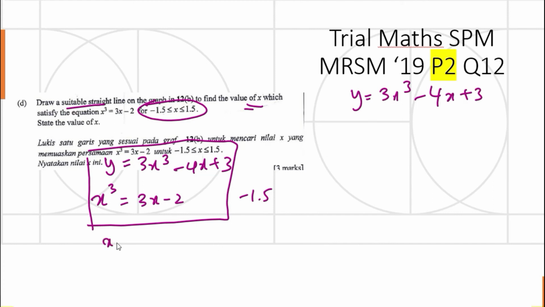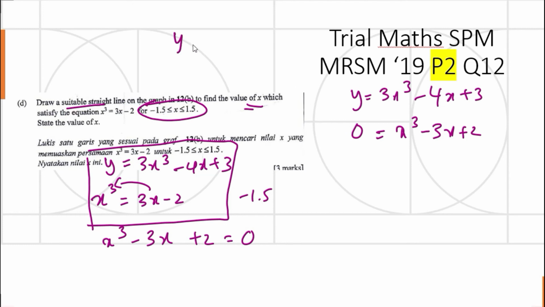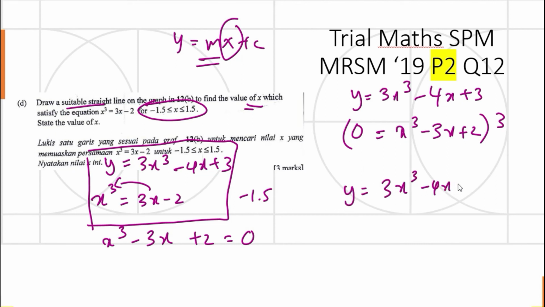So you see here, y is equal to 3x cubed minus 4x plus 3. So here, x cubed minus 3x plus 2, we bring everything to the right, so we get 0. So then y is equal to 0. Then here we arrange 0 is equal to x cubed minus 3x plus 2. So to make it a straight line, we know y is equal to mx plus c. So we have to remove the cube one. So we have to multiply this one with 3, so that we will get 3x cubed.